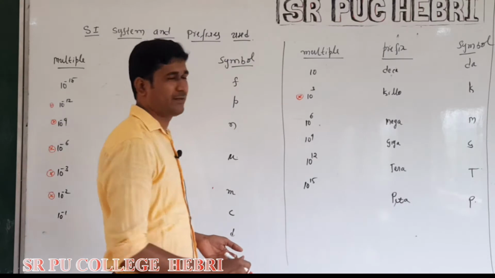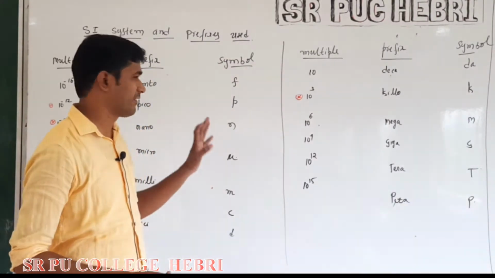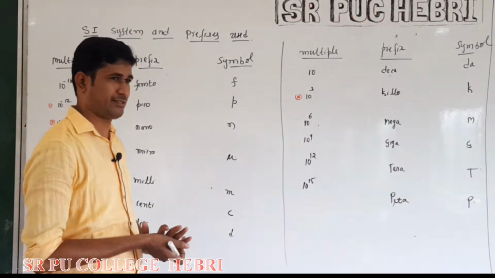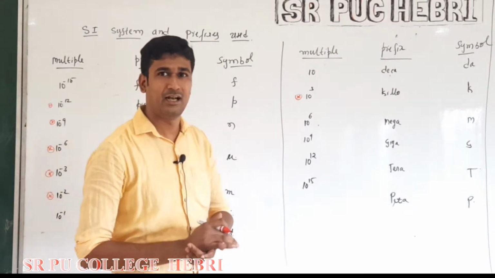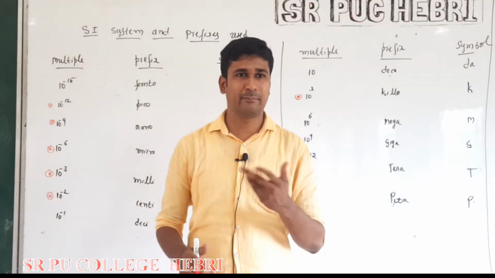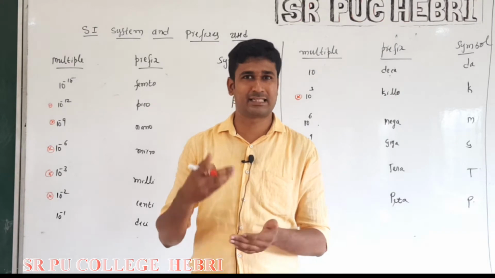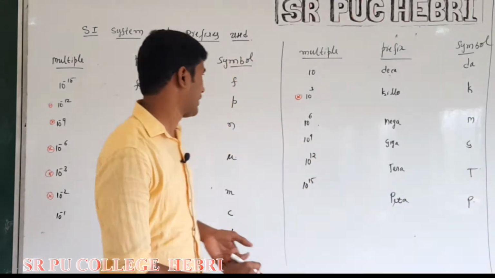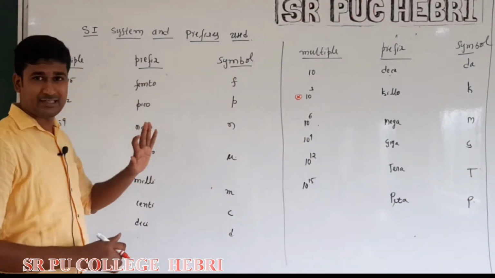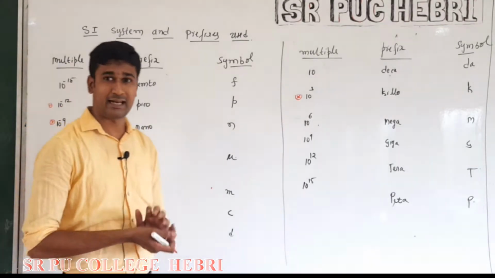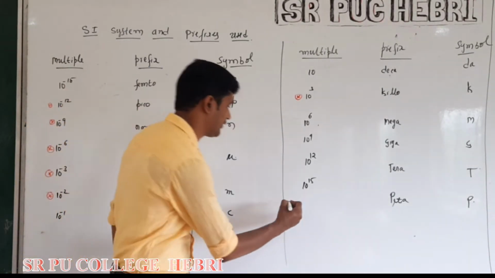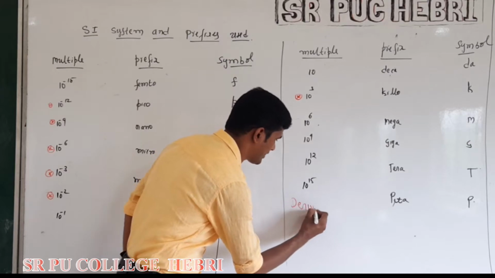Hello students, in our previous video we discussed the 7 basic or fundamental units which are used to measure physical properties. But there are more than 7 units present, okay. Only 7 units are our fundamental units. The rest of the units are known as derived units.